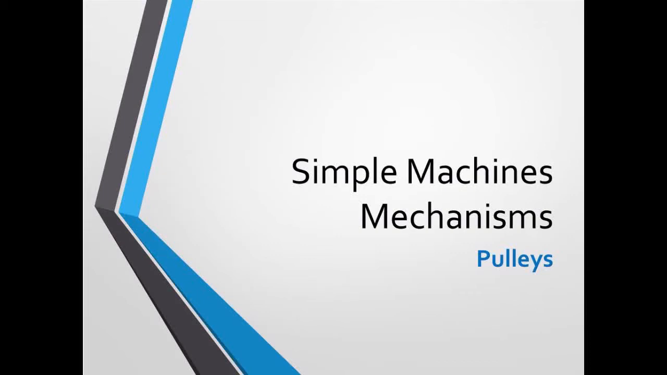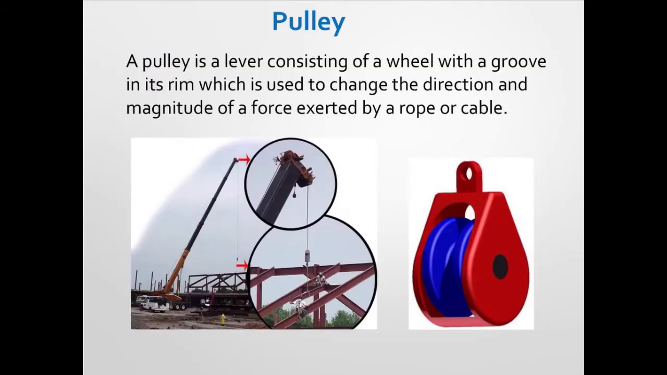In this video, I'm going to talk about the simple machine pulleys. Some of the different simple machines are a lot alike, kind of like the wheel and axle was like a lever, I guess several levers put together and put onto an axle. Well, the pulley is a lot like the lever and the wheel and axle, right? Because a pulley is a lever consisting of a wheel with a groove in its rim, which is used to change the direction and magnitude of a force exerted by a rope or cable.